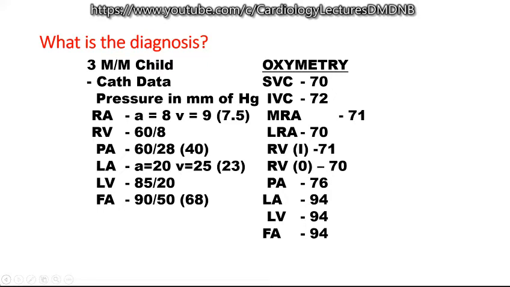PA 76, but RV to PA is a step up of 6. Mixed venous, SVC, IVC mean is somewhere around 5, but anything more than 7 is significant, sir, from mixed venous to PA step up. What is the step up required to diagnose a shunt at the arterial level? 5 only, sir. It's 5, single sample as well as multiple samples 5.